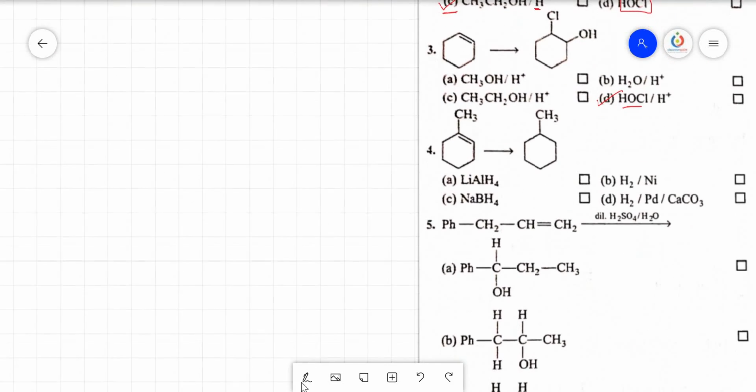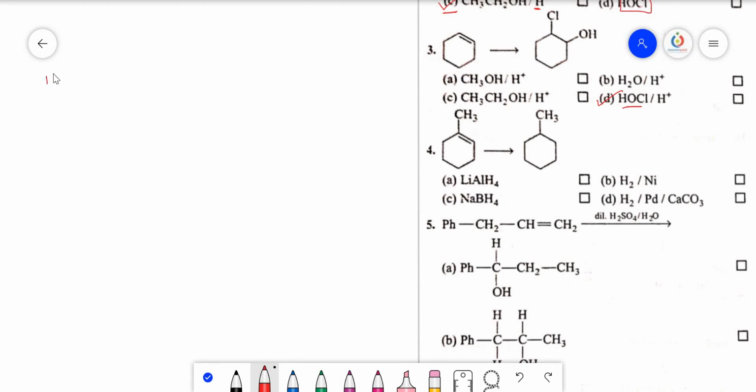Now let us see question number 4. In this question number 4, they have given one alkene molecule finally converted to the alkane molecule. So these are all reducing agents. Among all these reducing agents, which is most preferably to be attacked and will be used.